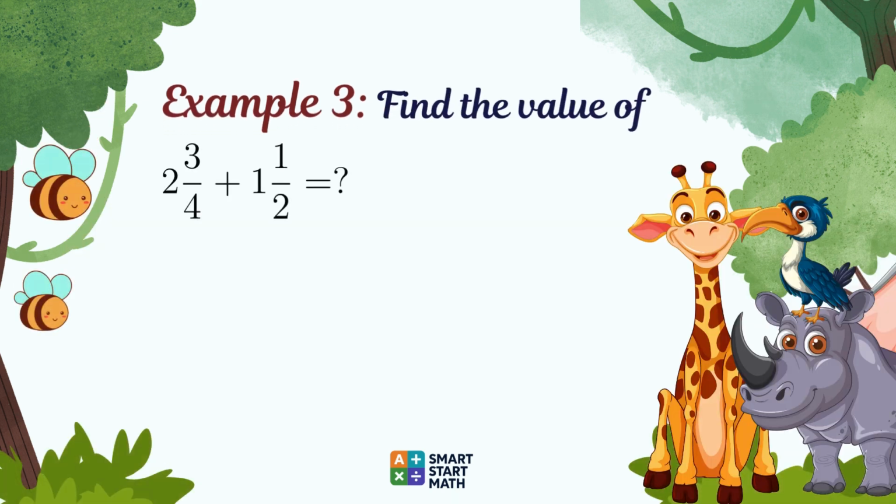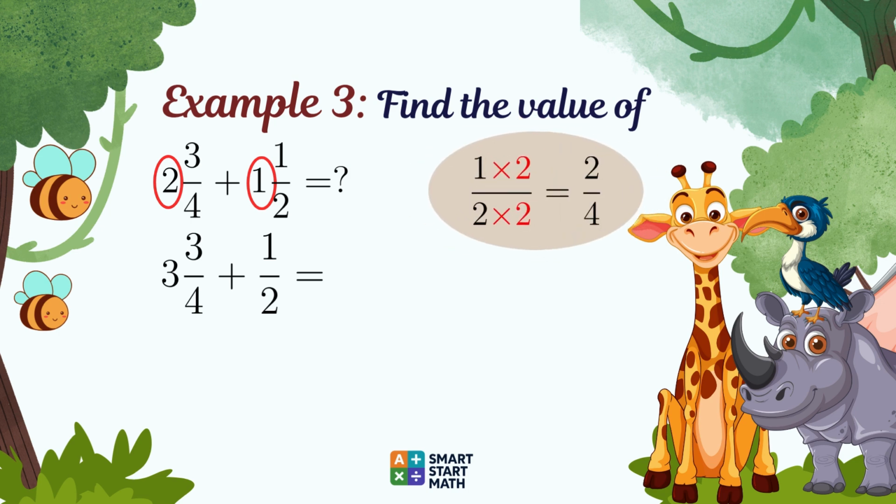Now let's try something a little more challenging, adding two mixed numbers together. Example 3. We have 2 and 3/4 plus 1 and 1/2. First, let's add the whole numbers. 2 plus 1 is equal to 3. Next, we add the fractions. 3/4 plus 1/2. Since these are unlike fractions, we need to find a common denominator. The common denominator for 4 and 2 is 4.